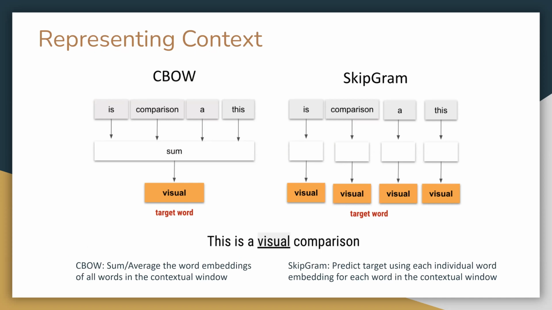One remaining detail is the method of deriving the context representation from embeddings of words. There are two approaches here. We can simply add up all the embeddings of context words. This is called the continuous bag of words approach. Or we perform a separate prediction for each target word and context word pair. This is called the skip-gram approach.